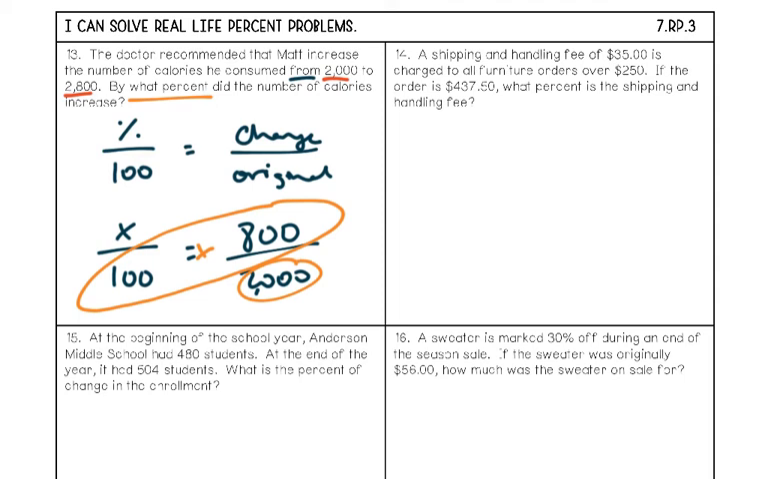When I do that, I get a 40. Since the question said, by what percent did the number of calories increase? I just found the part of my fraction that's the percent. This is a 40% increase.